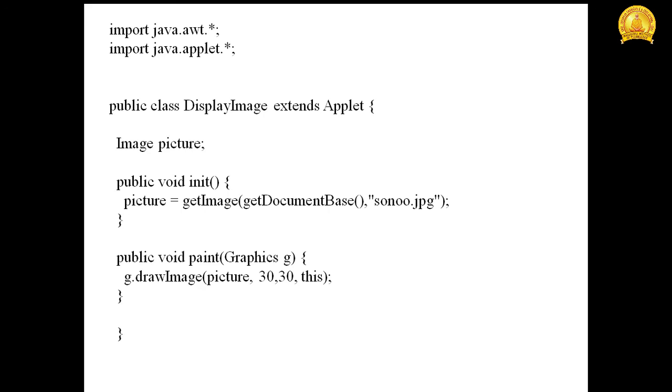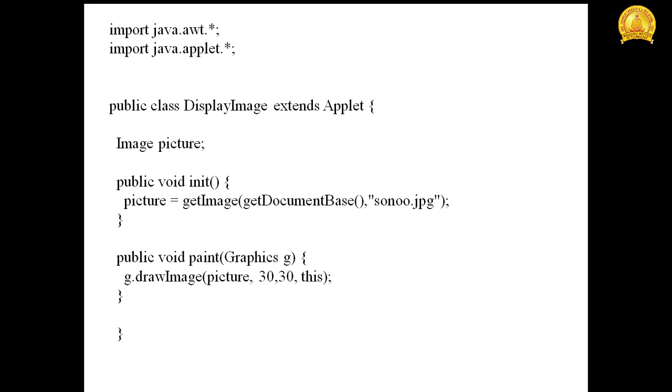Now from where will I get the image object? Using the getImage method. The getImage method has two parameters, URL and the name of the image. The URL can be got by using the getDocumentBase method. So getImage(getDocumentBase(), "sono.jpg") means I am going to get the object here. This method will return the image object of sono.jpg. Now this picture will be used inside the drawImage method for displaying.